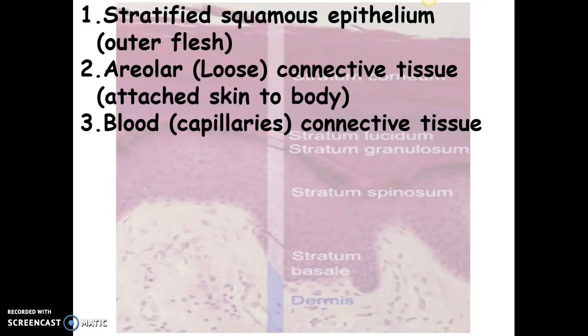Notice blood does not get up there because if you scratch yourself just itching, you don't bleed. You've got to scratch below that stratified squamous epithelium. Therefore, the stratified squamous protects.